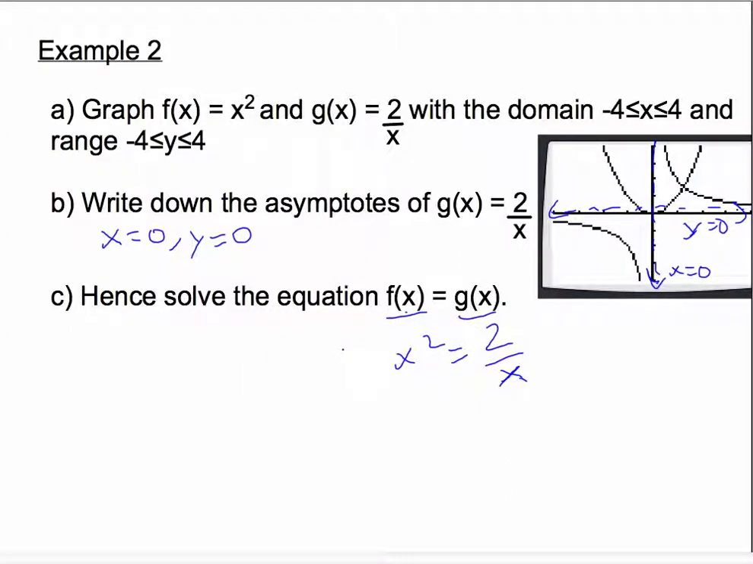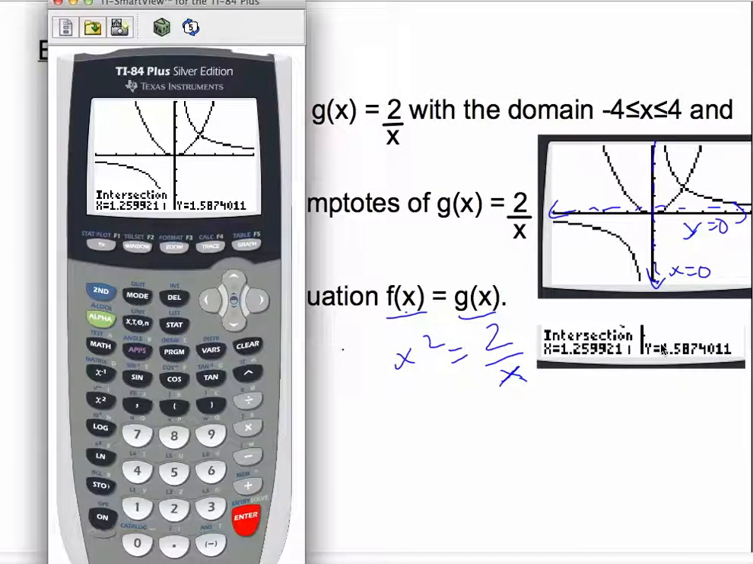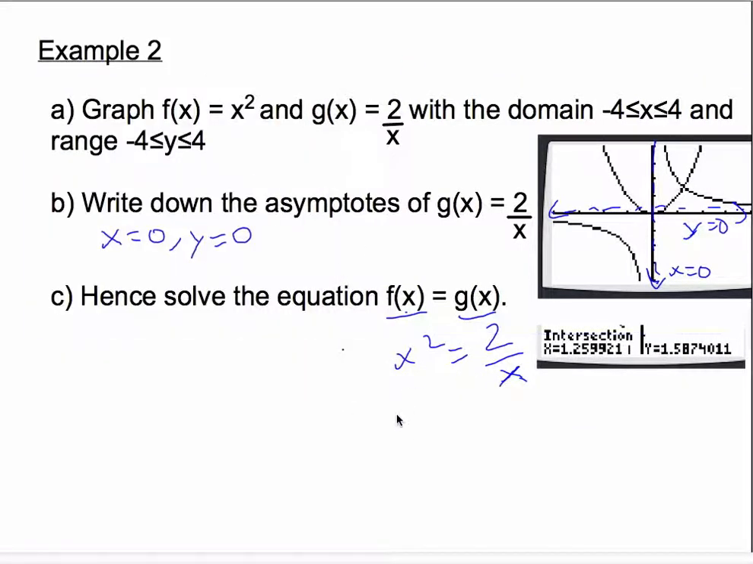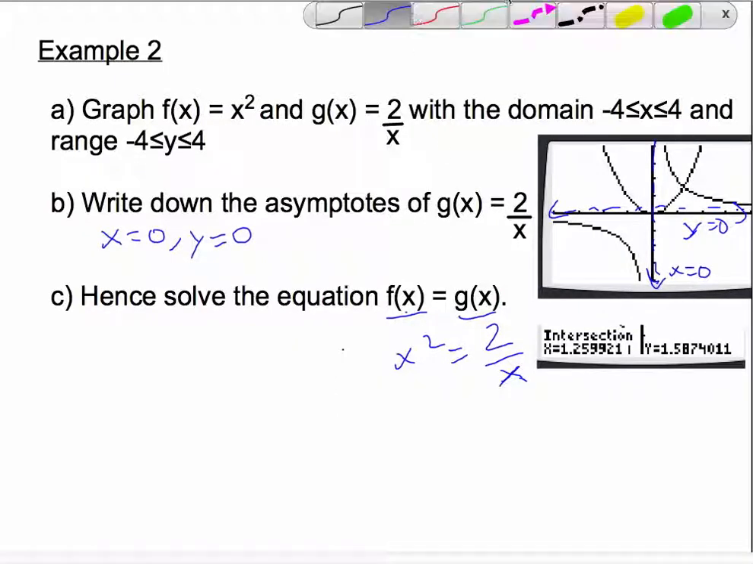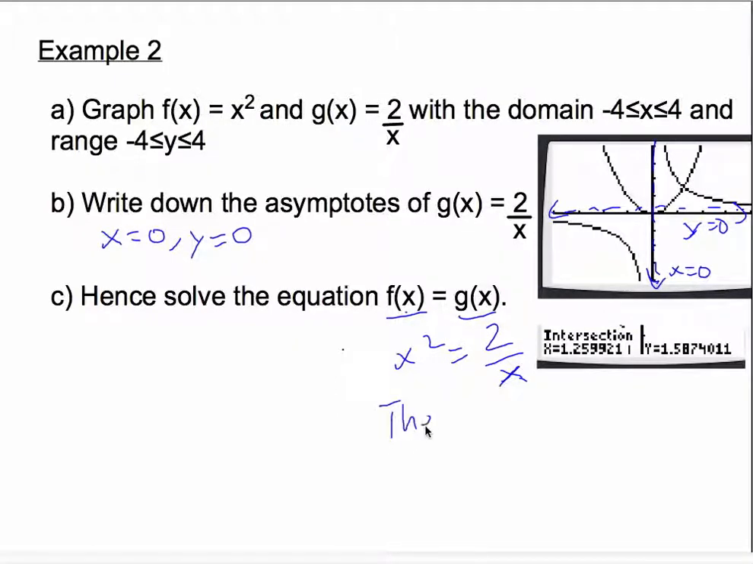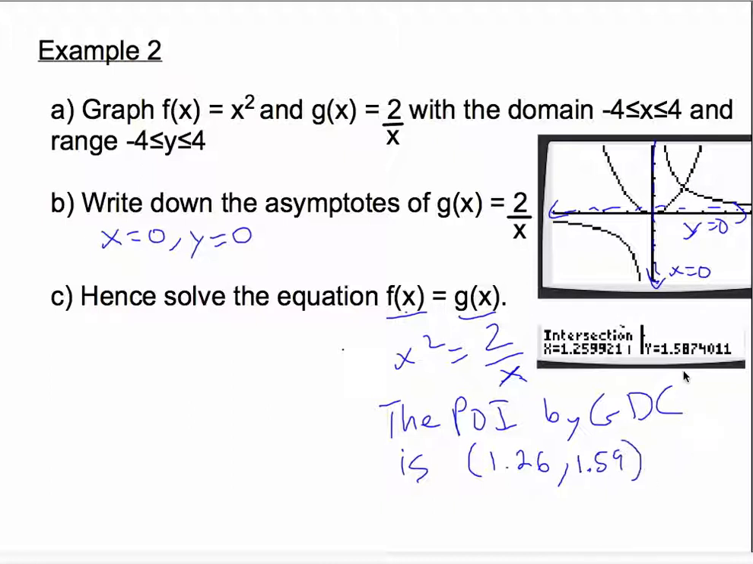Okay, so I'm going to paste that in here. Alright. So you could say the point of intersection by GDC is 1.26, comma 1.59. Okay, and here it is right there. You can see that and label it 1.26, comma 1.59.